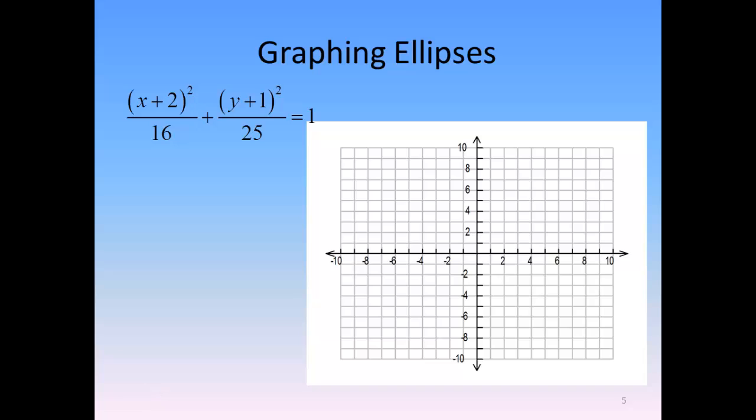So this one up here, it is in standard form. I know that because it does equal 1. First thing I'm going to do is identify the center. The center is the h and the k, so the plus 2 inside the parentheses means I go left 2. The plus 1 inside the parentheses with the y means down 1. So my center is negative 2, negative 1.